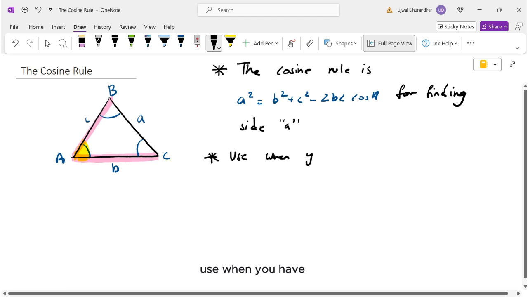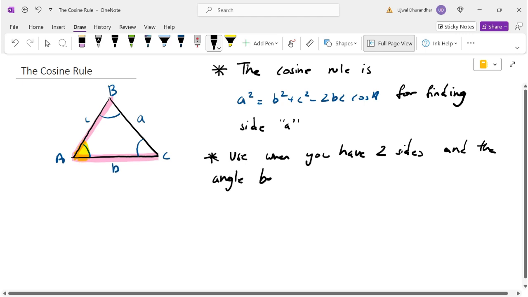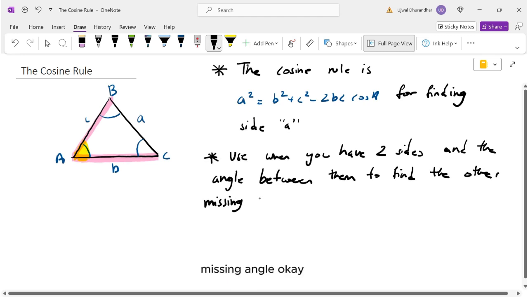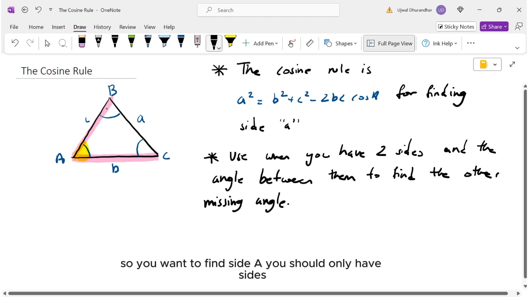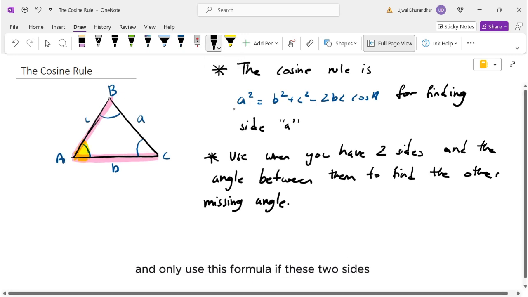So one more point you need to remember is, use this when you have two sides and the angle between them to find the other missing side. Okay, so you want to find side A, you should only use side C and side B and angle A, and only use this formula if these two sides and the angle are given.